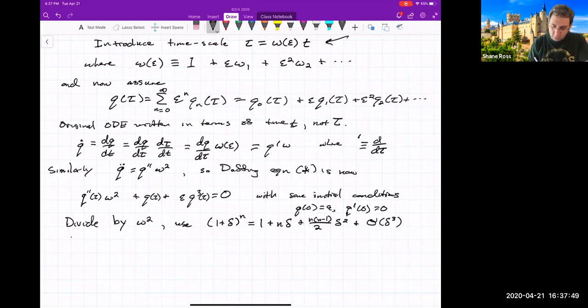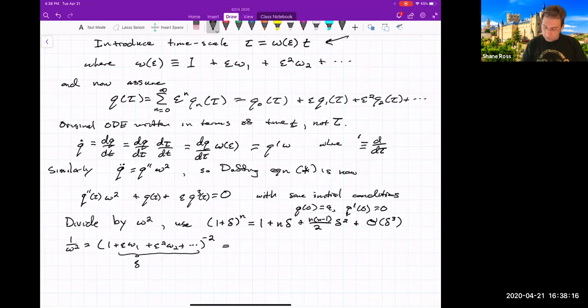All right, so then that means that 1 over omega squared is basically 1 plus epsilon omega 1 plus epsilon squared omega 2 plus dot dot dot, raised to the negative 2. Being careful, now this is in a form where it looks like that thing up there, because all of this is delta. It's something small because we assumed epsilon small. You work this out, you get 1 minus 2 epsilon omega 1 minus 2 epsilon squared omega 2. That's from the n delta part, but you can't forget the part with delta squared if you're going to do epsilon squared terms. And that gives us plus 3 epsilon squared omega 1 squared. Let's just go that far. So that's everything up through second order in epsilon, which might be overkill, but there it is.